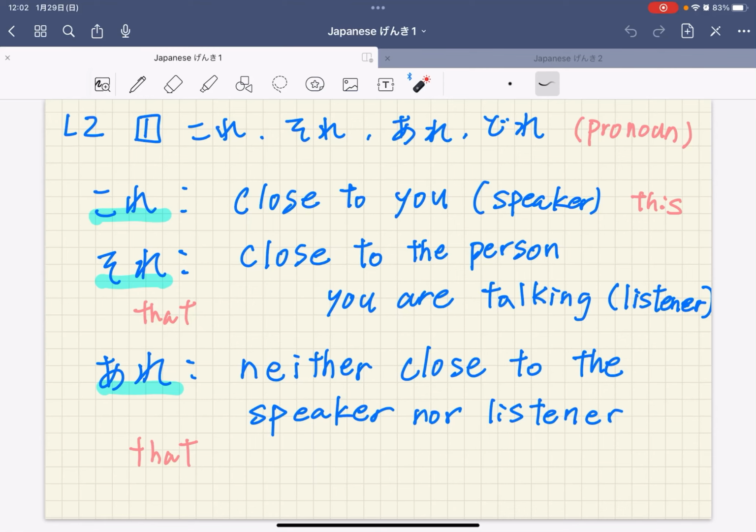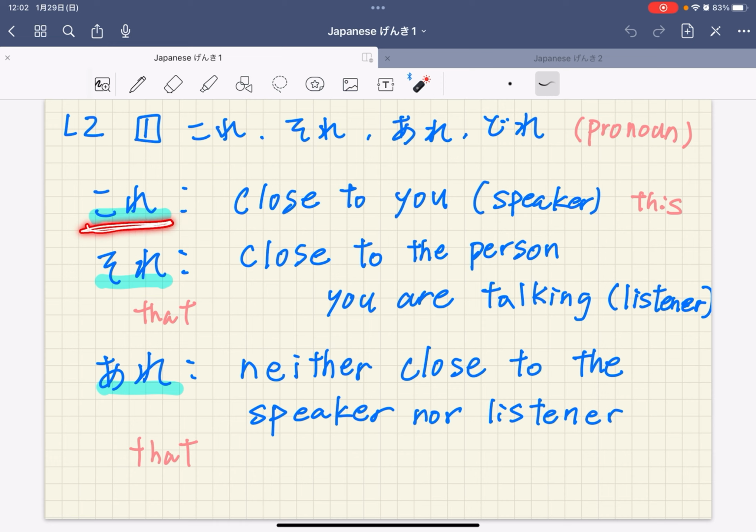In this series of videos, I'm gonna explain basic grammar topics from Japanese textbook called Genki. So today I'm gonna explain pronouns これ、それ、あれ、どれ. This is from lesson 2, first topic from Genki textbook 1. So let's get started. これ、それ、あれ、どれ.